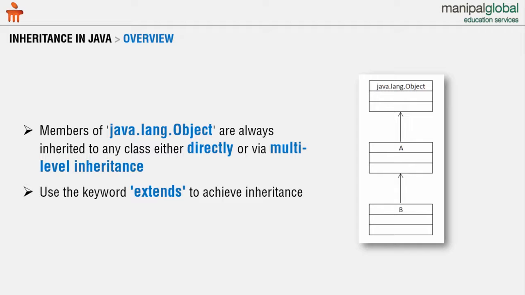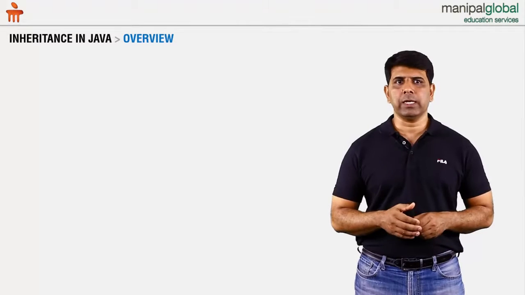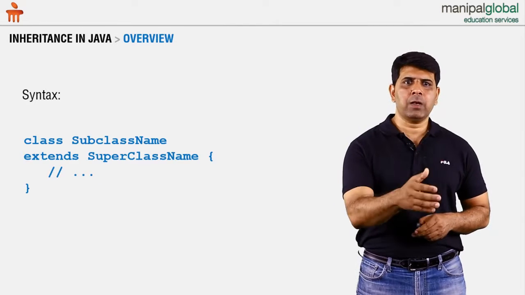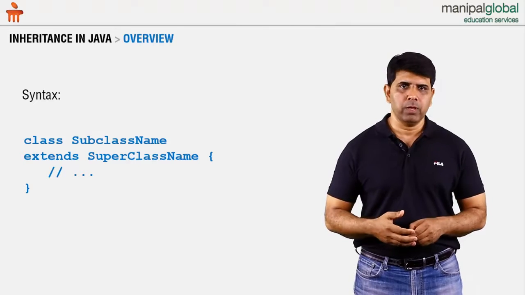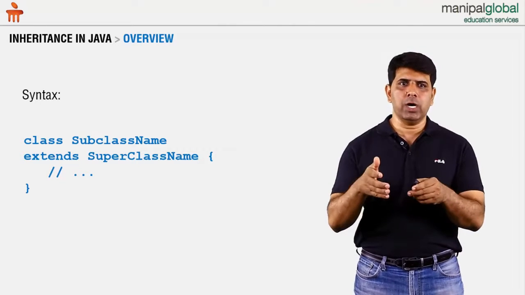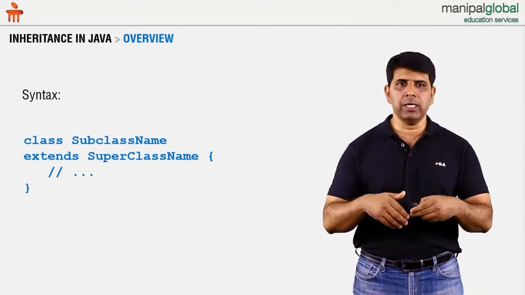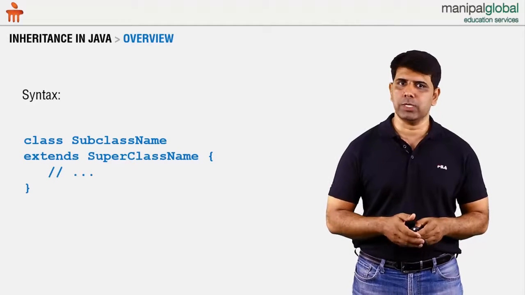Use the keyword extends to achieve inheritance in Java. So syntactically, simply say class subclass extends superclass. Automatically the features are inherited to the subclass.